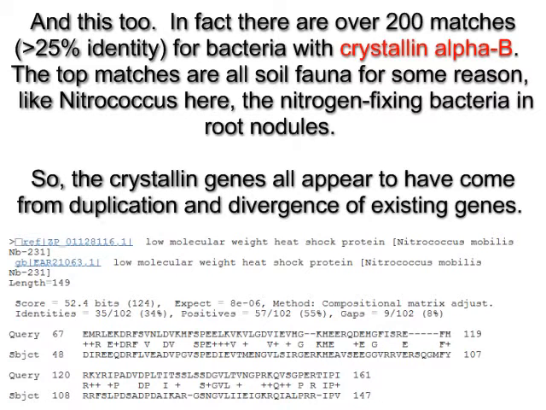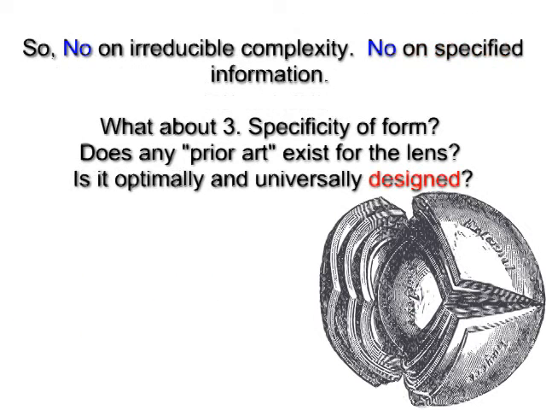The top matches are all soil fauna for some reason, like Nitrococcus here, the nitrogen-fixing bacteria in root nodules. So the crystallin genes all appear to have come from duplication and divergence of existing genes. So no on irreducible complexity, no on specified information. What about 3, specificity of forms?